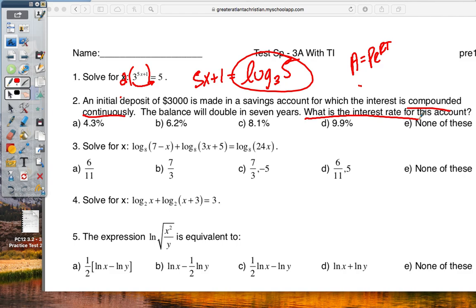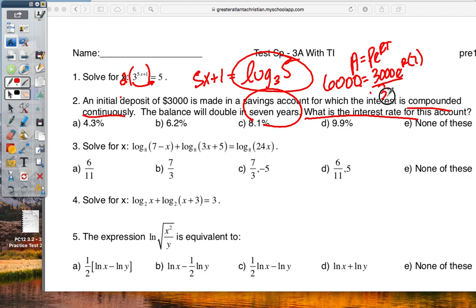What is the P here? 3,000, good. To the R, how many years will it double? 7. 7 years. And therefore, if it doubles, what would be the A if it doubles? 6,000. Yeah. So 6,000 would be here. Good. So how do I get R by itself? Divide by 3,000. Good. Kind of the same idea.